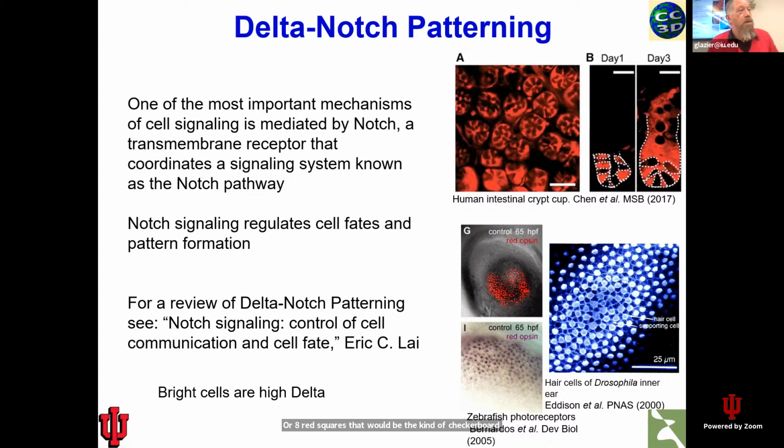You can see this example in the intestinal crypt, where you have alternating cell types. You can see it in the Drosophila inner ear, where you have alternating cell types. You can see it in the eye of the zebrafish, where the photoreceptors are defined by delta notch signaling. Delta notch signaling also is very important in neuronal pathfinding, and it's also very important in vascular development.